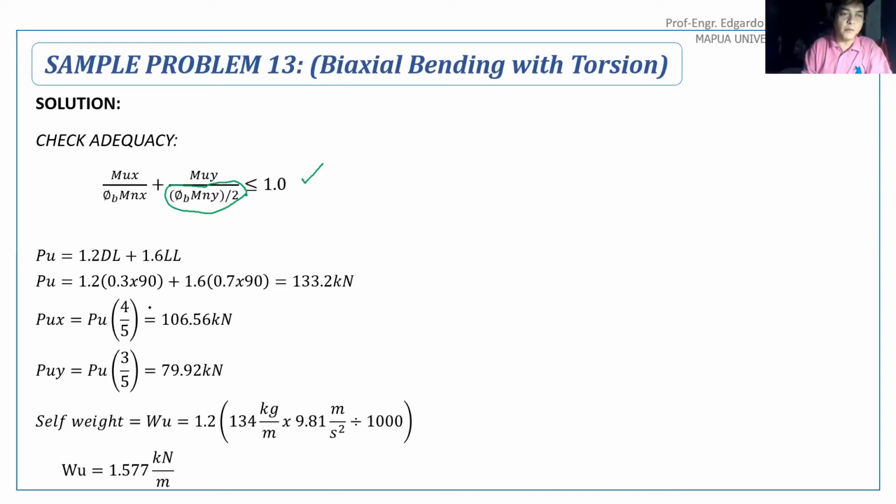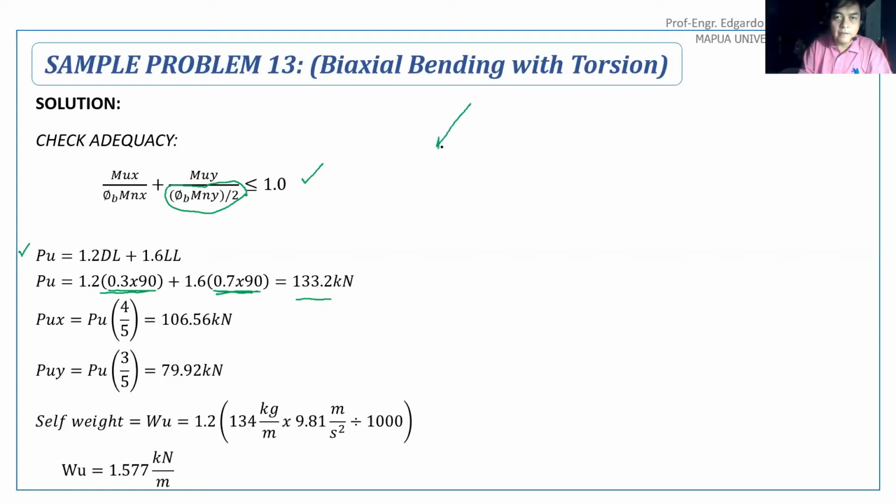First we solve for the ultimate load, 1.2 of dead load plus 1.6 of live load, since the 90 kilonewton is just service loads. So 1.2 of dead load, and the dead load is only 30% of 90. Then the 70% is live load, which is why we multiplied it. So this would be the ultimate load, 133.2 kilonewtons.